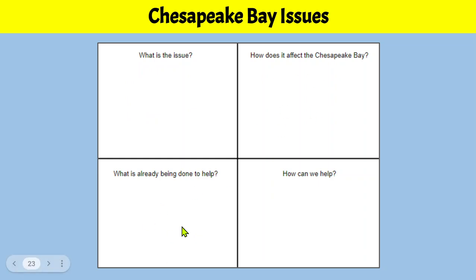Explain what's already being done to help, because of course we're trying, right? We're trying to fix our Chesapeake Bay. And then how can we help? And by we, I mean students at Frost, because remember, that's the whole point. How can you, as an environmentally conscious student at Frost, propose ways that we at Frost can lower or reduce our impact on the Chesapeake Bay?